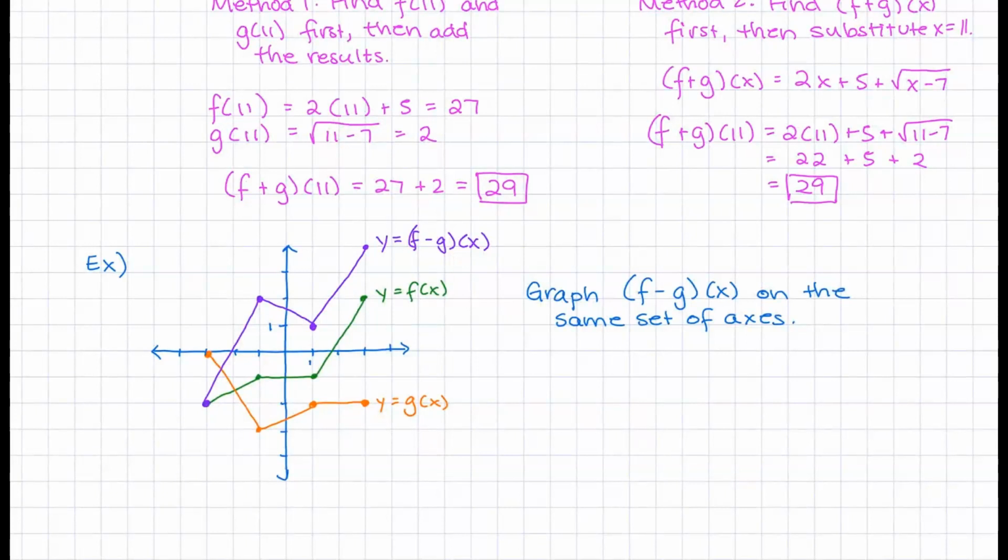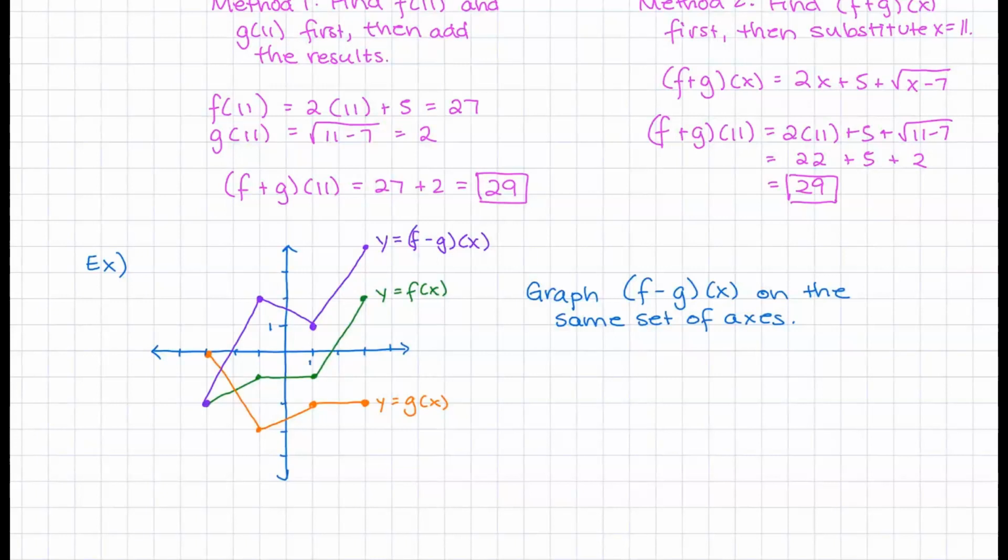Sorry about my dog. -2 minus 0 is -2. -1 minus -3 is 2. -1 minus -2 is 1. And 2 minus -2 is 4. And that's how I got those points. That's another thing you can do with them. So that is arithmetic combinations of functions.